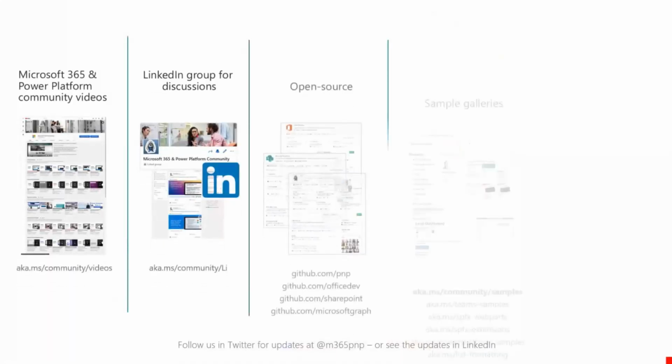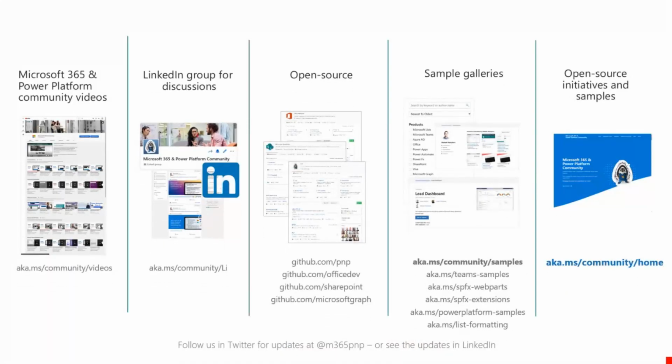But first, let's talk about some resources that are available for all of you in the community. We've got videos, which are available by the community in Microsoft. We've got LinkedIn discussion groups available for you to chat with the community in. Open source projects like PNP.JS and CLI for Microsoft 365, and of course, all those beautiful samples, community samples, team samples, SPFX samples, Power Platform, list formatting, the list goes on.